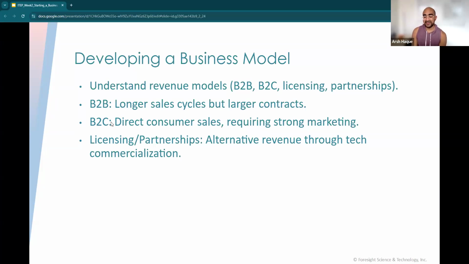Question in chat, which I think is one of the most common ones for this program in particular. So what about molecules, drugs, etc., that can be used both as a therapeutic and also for basic research? Are these almost two different businesses?